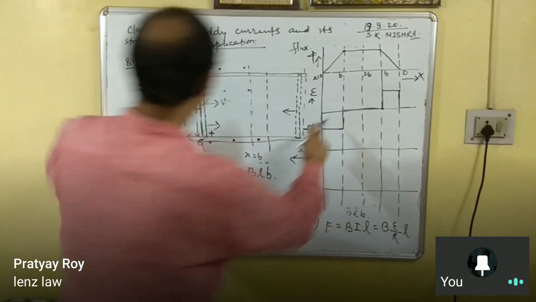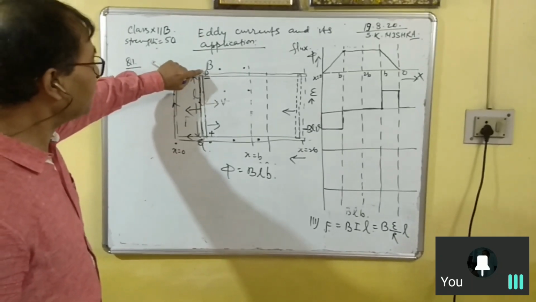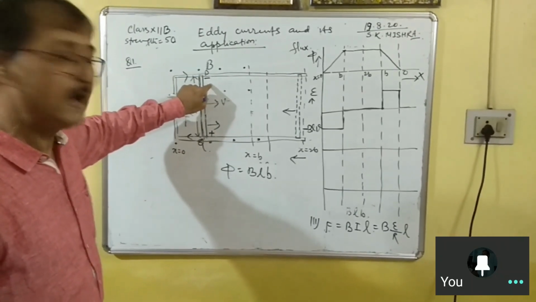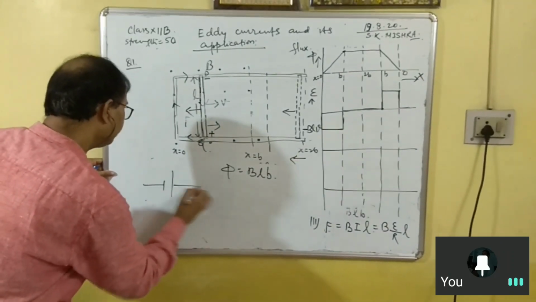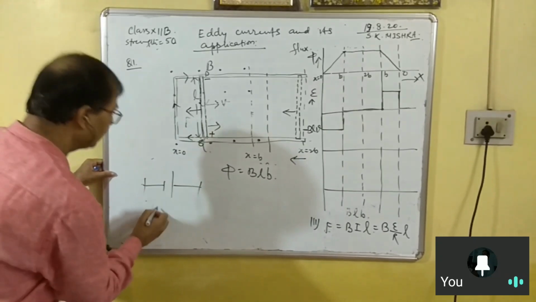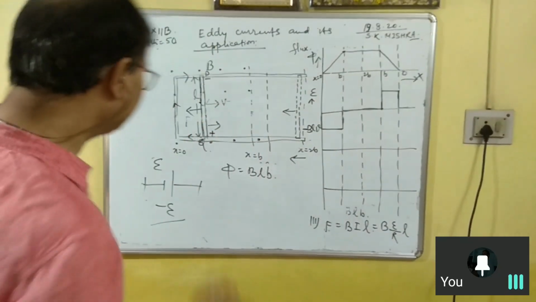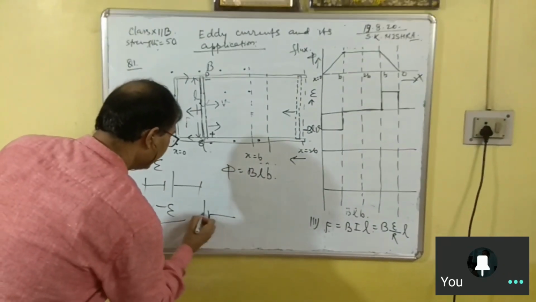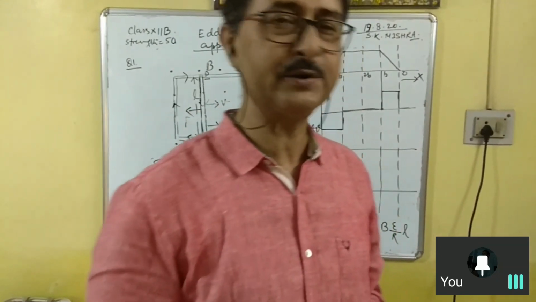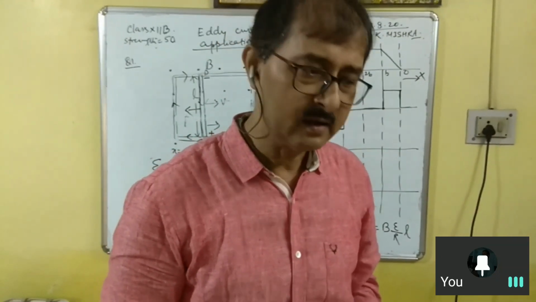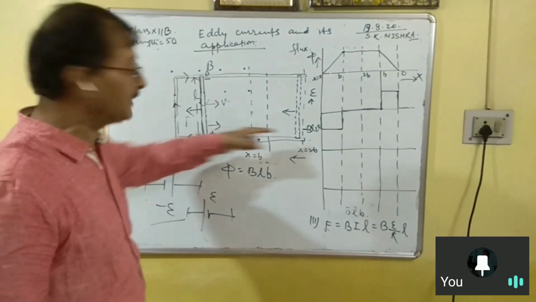negative part, because the induced EMF in the rod is, see the polarity, the end P is negative and Q is positive. So if you have a battery like this, if I ask you what is the EMF of the battery, your answer will be minus E. It will not be plus E. But if the battery is placed like this, and if I ask you what is the EMF, then your answer will be plus E. Am I clear to you? You are starting from negative now. So that's why negative end.